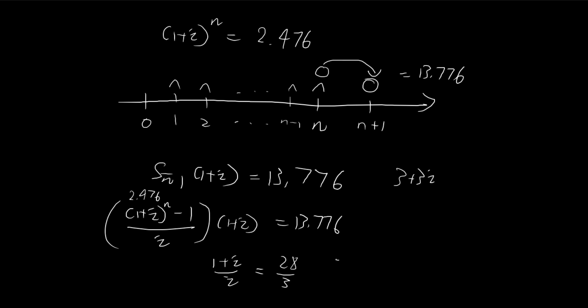So once we found i, we can actually find n really easily. So we know that (1 + i)^n is equal to 2.476. All we have to do is to take the logarithm of both sides. So it doesn't have to be a natural log, I'm just using it because it's one of the functions you can find on a calculator. So it doesn't have to be natural log, it could be log or something else.